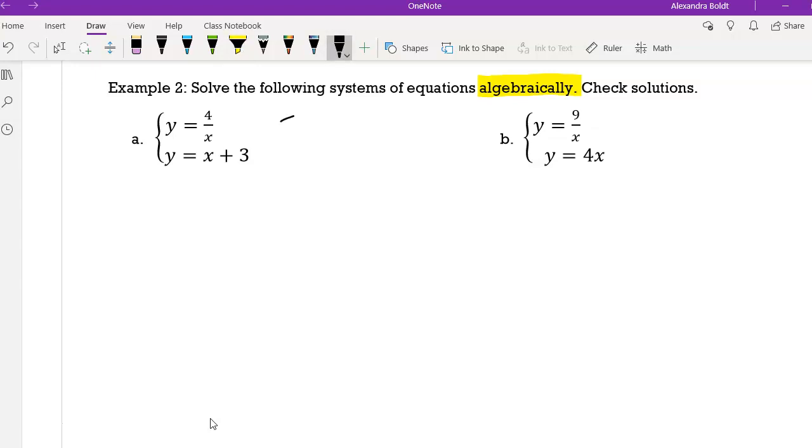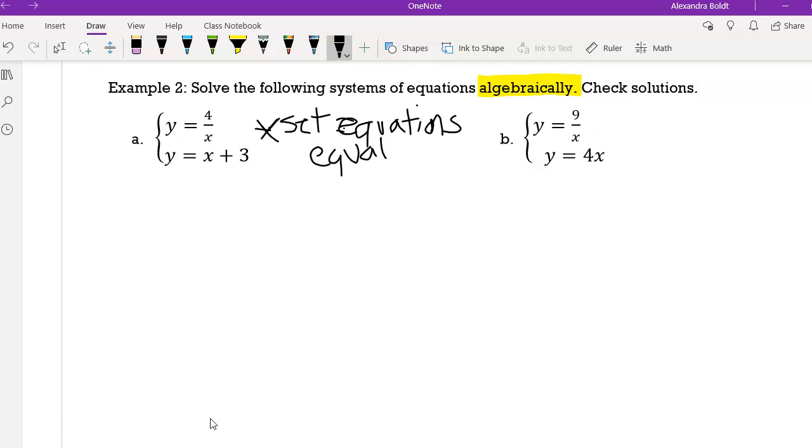So the first thing we want to do, right, algebraically means I can't use Desmos. Set the equations equal. I know in our last test, some of us got points off because we tried to do something on our calculator, like we just graphed it to find solutions, and it said to do it algebraically. So if it says algebraically, you cannot use Desmos to help you. You have to do it without Desmos.